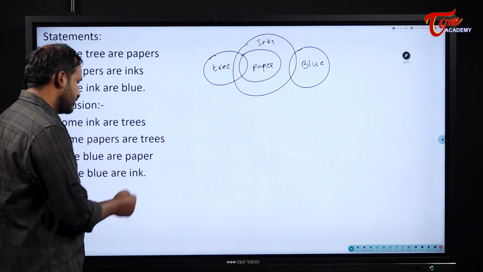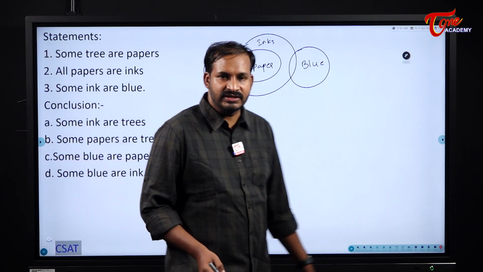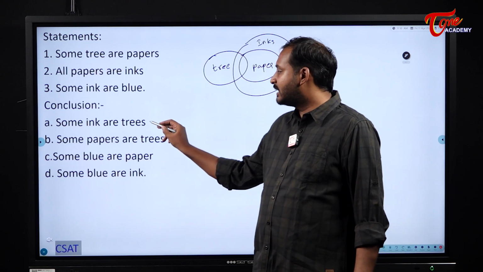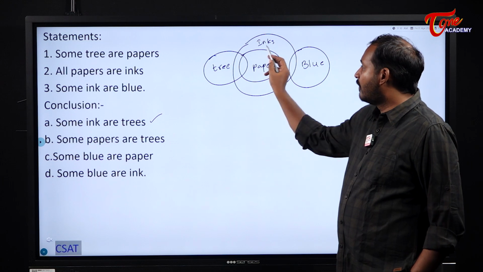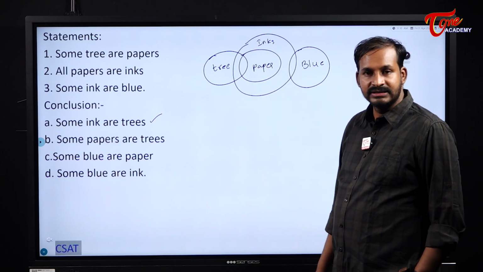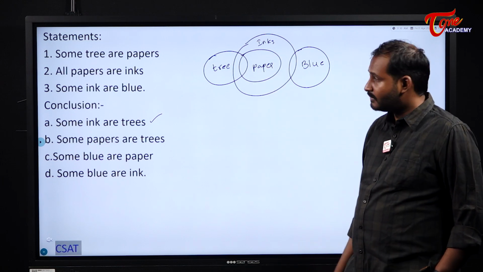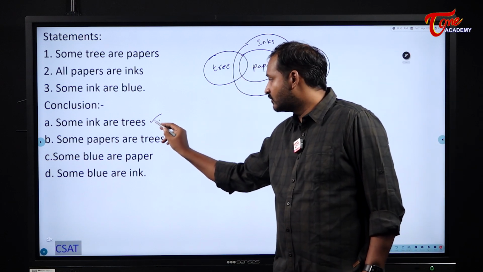Okay, now conclusions. See here, what is my first conclusion? Some inks are trees. Obviously, some inks are trees. Is it true or false? Some inks are becoming trees. So, this will become true.